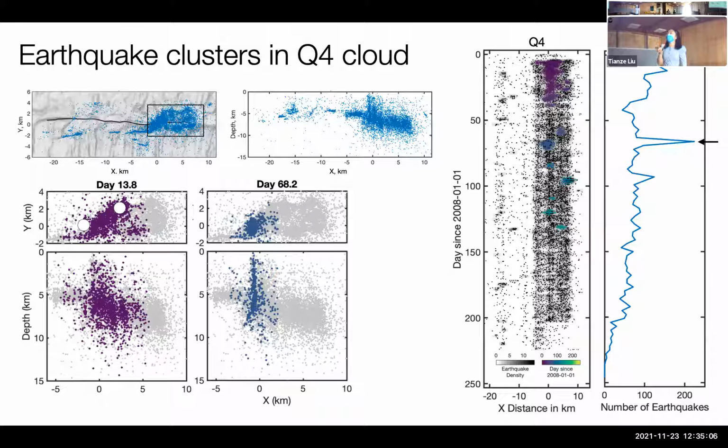Also, for example, for the seismicity cluster along day 69, it's a burst of seismicity indicated by the daily seismicity rate, and most of the events occurred near the intersection between this diffuse cloud and the transform system.